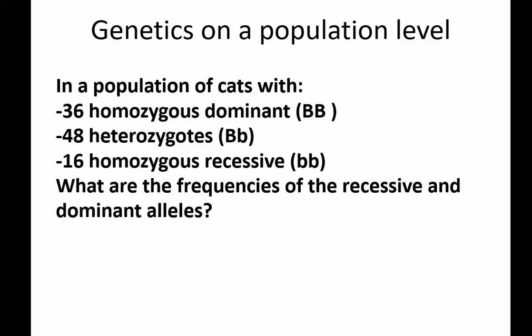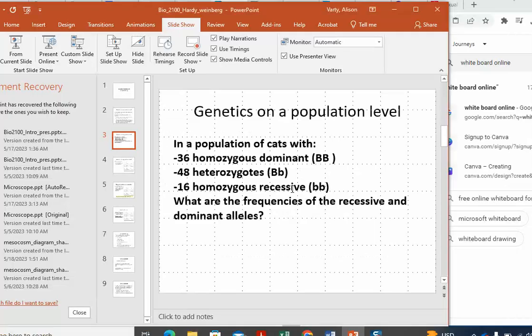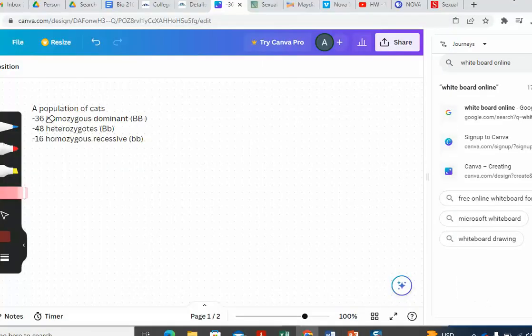Okay, so let's do this. Let's say we're looking at a population of cats and we know that there's 36 homozygous dominant individuals, 48 heterozygotes, and 16 homozygous recessive individuals. So it's pretty straightforward to calculate the frequencies of the recessive and dominant alleles. So let's do that together.